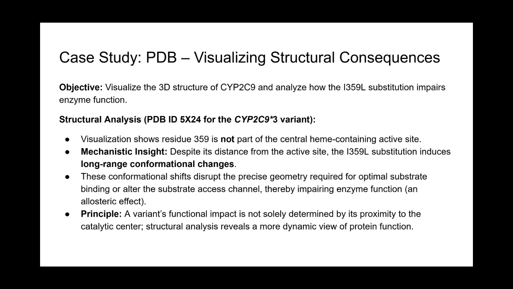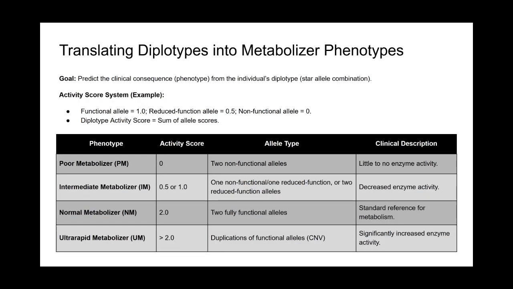These shifts can alter the shape of the substrate binding pocket or the channel through which the substrate enters, thereby impairing enzyme function. This understanding moves beyond a simplistic lock-and-key model of enzyme function to a more dynamic and interconnected view of protein structure, which is essential for accurately interpreting the impact of many pharmacogenomic variants.